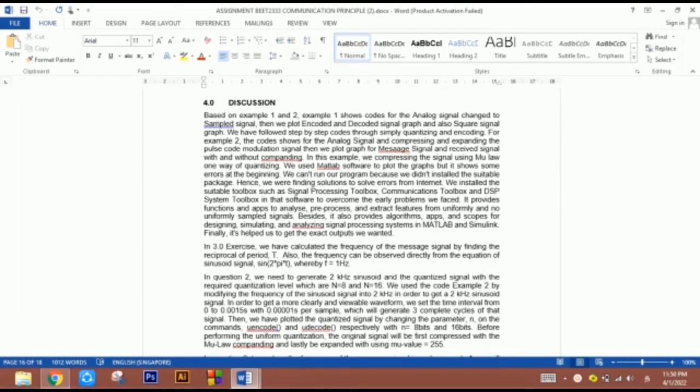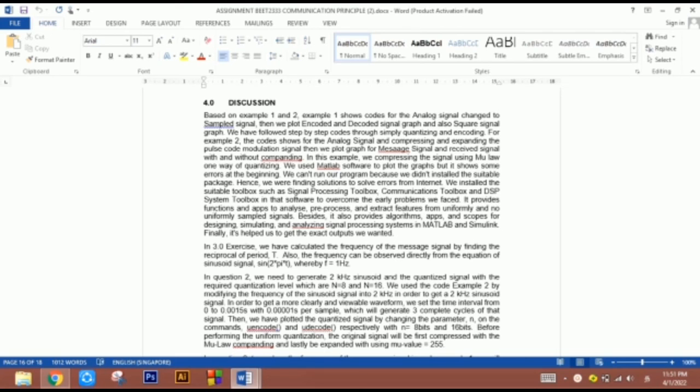Very good evening. My name is Alan Sivalingam, and today I want to talk about the discussion. In the discussion, we installed the suitable toolboxes such as the Signal Processing Toolbox, Communications Toolbox, and DSP System Toolbox in the software. They provide functions and apps to analyze, pre-process, and extract features from uniformly and nonuniformly sampled signals. They also provide algorithms, apps, and scopes for designing, simulating, and analyzing signal processing systems in MATLAB and Simulink.